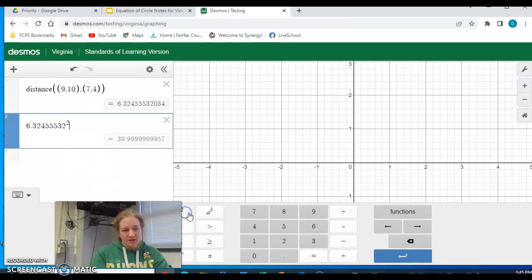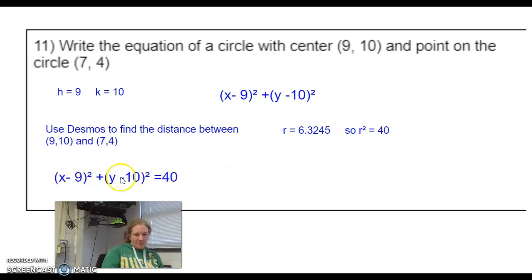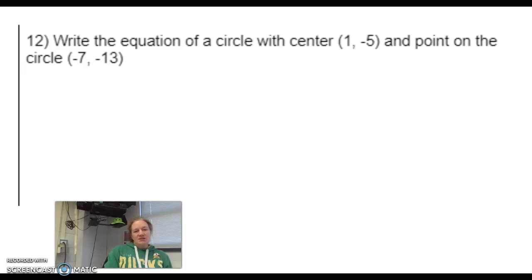So I'm going to square that. And I end up with 39.999999. Well, we're going to round that to 40. That's close enough to 40. Not going to panic about that one. So my radius is 6.324555. I don't want to write all that down. So I'm just going to write it out to a few decimals. But when I type that into Desmos all the way out, it was close enough to 40 that I could round up to 40. So my answer is x minus 9 squared plus y minus 10 squared is equal to 40. You always have it r squared. Everything's squared. X squared, y squared, r squared. Okay?